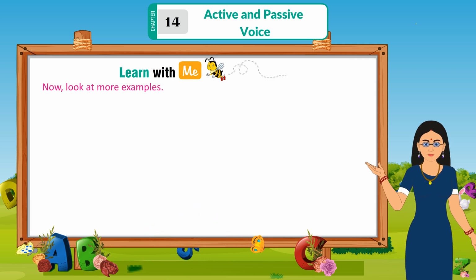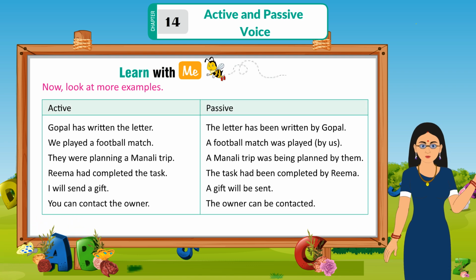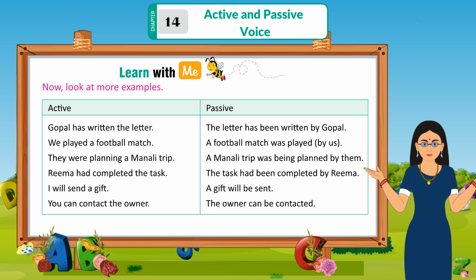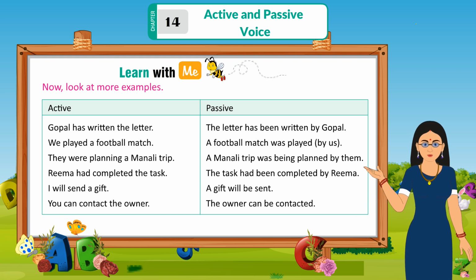Now look at more examples. Active. Gopal has written the letter. Passive. The letter was being written by Gopal. We played a football match. A football match was played by us. They were planning a Manali trip. A Manali trip was being planned by them.